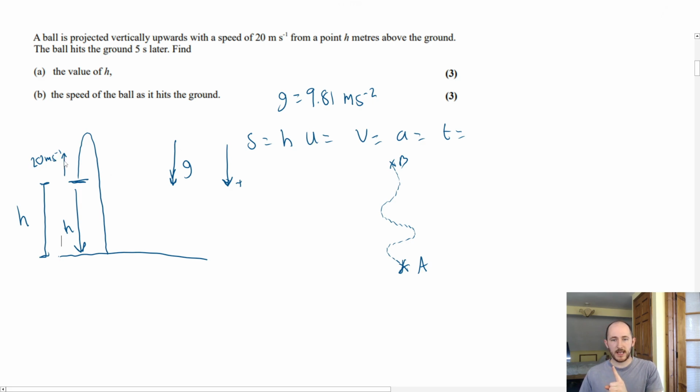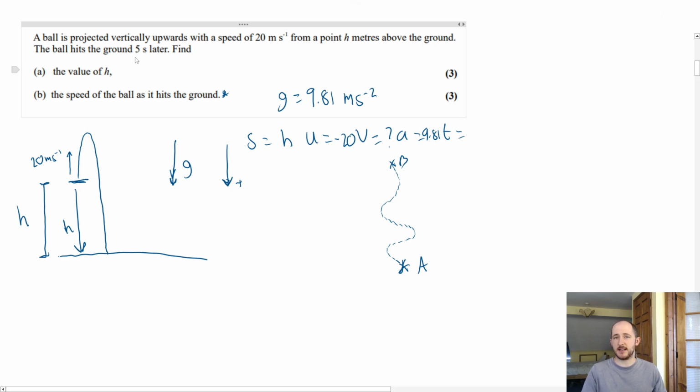Cool. So what's u? Well, it's going up. If you notice, it's going opposite to the direction that I've taken as positive. So it's going to be negative 20. Because it's going opposite to the direction that I've chosen as positive. And that's why choosing a direction is so important. Because it's not really intuitive that h is positive and 20 is negative, or vice versa. Now what's V? Well, V I don't know, and that's actually part B over here. So I don't need to know that yet. What's A? Well, again, I'm going to take it as 9.81. And what's T? Well, it says 5 seconds later. So T is going to be 5.